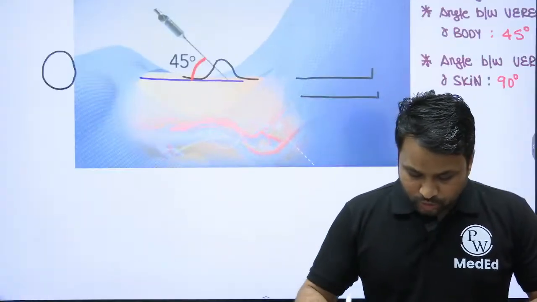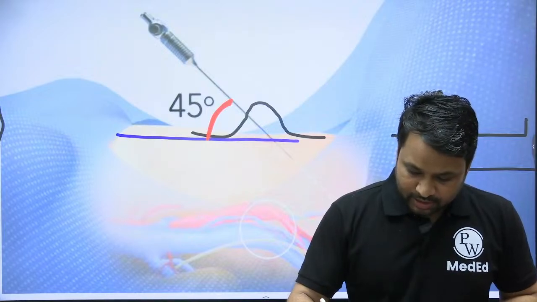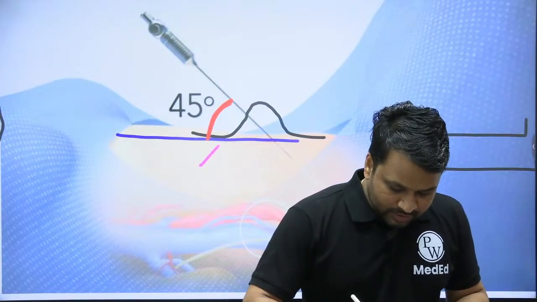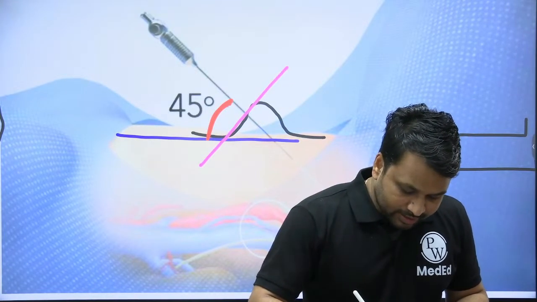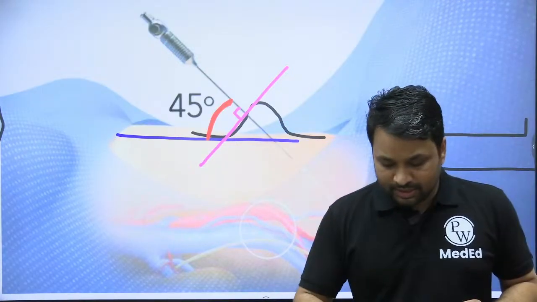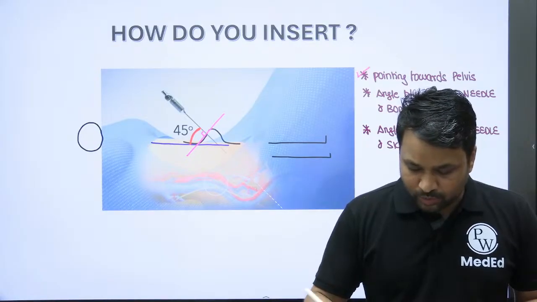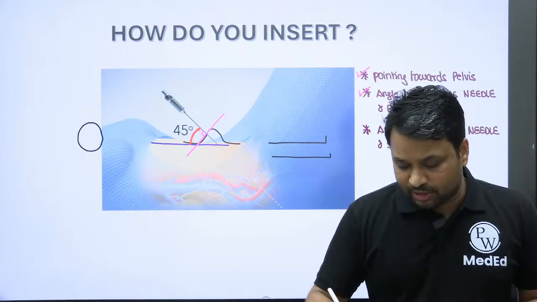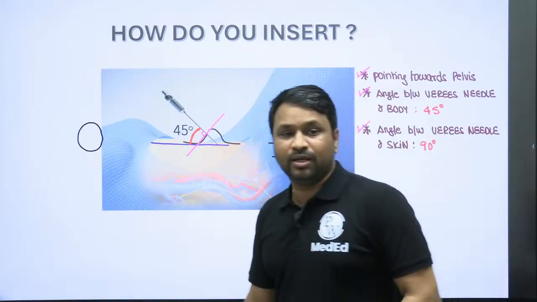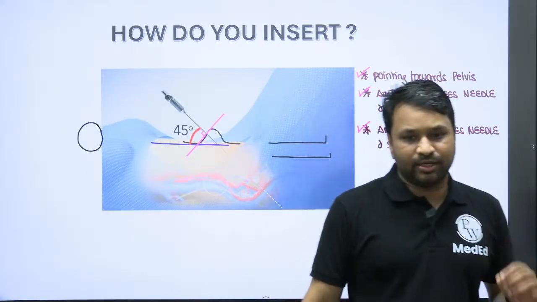So when you look across here, this is the skin that you have pinched, right? So this is the axis of the skin that you have pinched, and this is the needle. So between the needle and the skin, the angle is going to be 90 degrees. So you point towards the pelvis, the angle between the needle and the body is 45, and the angle between the Veress needle and the skin is going to be 90 degrees.